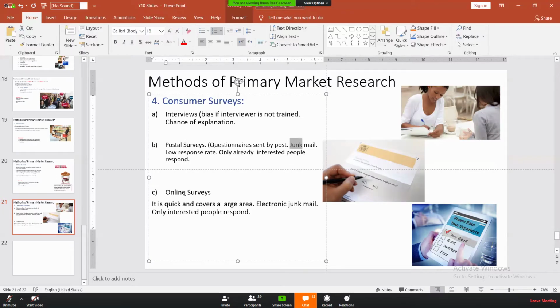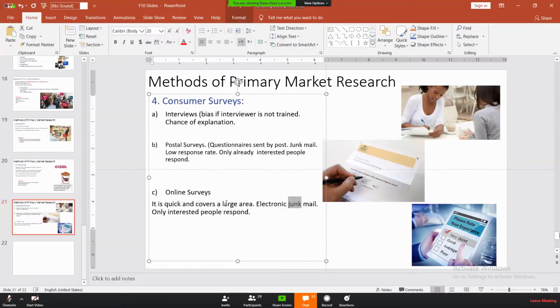Okay. Third method is online survey. Same as postal survey, but you use the internet to do the survey. The advantage is that it's quick. You can cover millions of people at the same time, receive their answers, and analyze it electronically. But most people would again treat it as junk mail. They wouldn't answer it and they wouldn't send it back to you. And again, same as postal service, maybe only the ones who are already interested in your business would participate in the questionnaire and actually send back the answers to you.